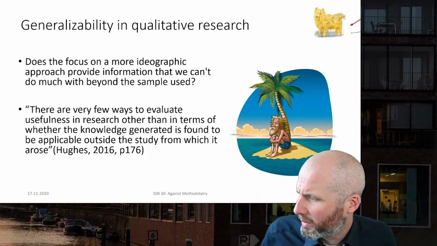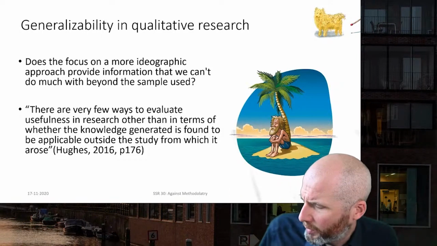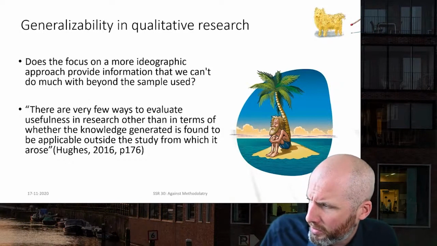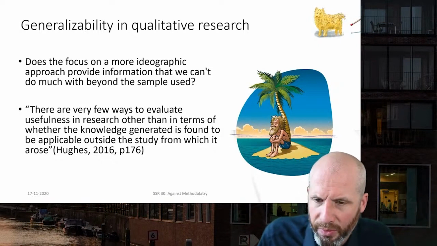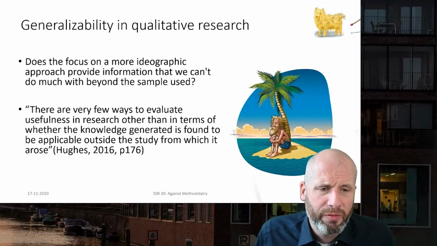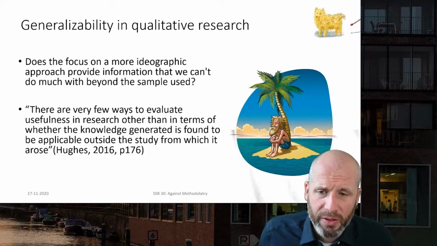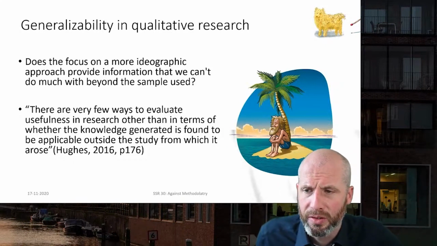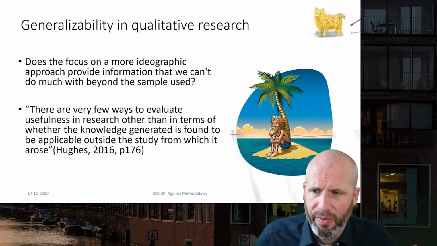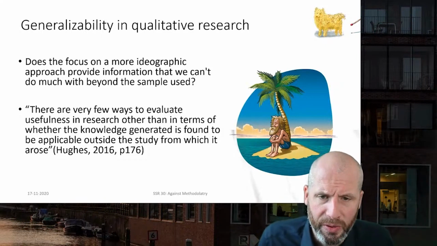So using a quote by Brian Hughes from 2016, there are very few ways to evaluate usefulness in research other than in terms of whether the knowledge generated is found to be applicable outside of the study from which it arose. So one way of assessing research or being critical of research is being able to take the knowledge from the research and apply it in a new situation and see if it still holds. That's the way we have of evaluating the usefulness of theories in research.